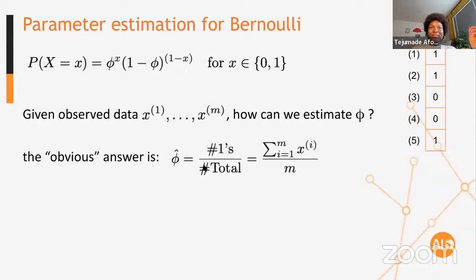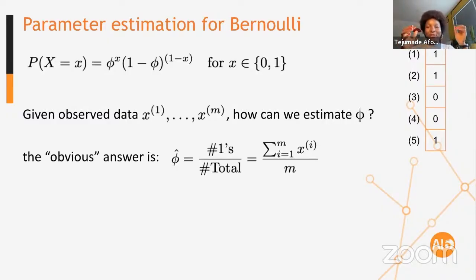So let's just put down mathematically what you just did. You just said we can estimate the parameter of this observed data by just counting. We just count the number of 1s, this is the sum of all of the ones divided by the total. It seems very obvious, right?